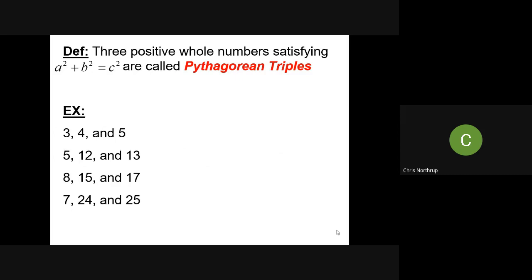It's good to know these triples just because it'll save you some time when you're finding one of the sides of a right triangle. You can kind of see that pattern. One thing I want to point out is any multiple of these triples is also a triple. So 3, 4, and 5, if you double all those, 6, 8, and 10, that is also a Pythagorean triple. Or 10, 24, 26 is also a Pythagorean triple. I just doubled that second one. You could triple, quadruple, whatever. Any constant multiple that's positive of any of those three is still a Pythagorean triple.